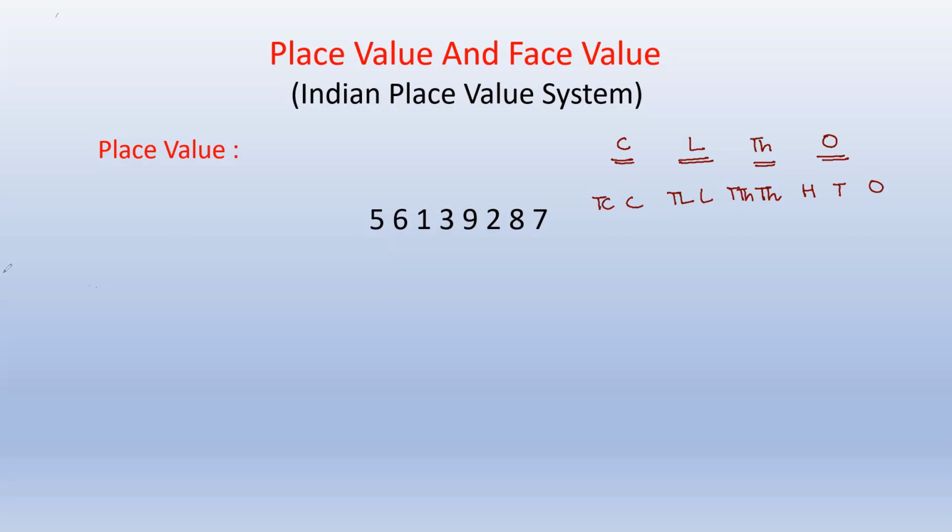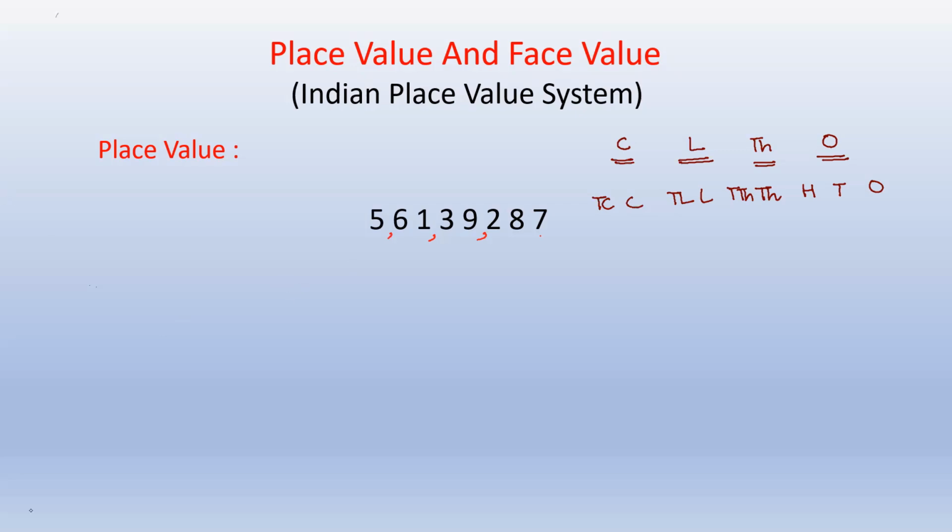Now, using these periods and period changes, we will convert the number given on the screen to standard form. Ones have three places, so after the three places, we put a comma. Then we have thousands. We leave two digits and put a comma. Then is lakhs. Lakhs also have two places. We put a comma after leaving two places, and then we have crores.